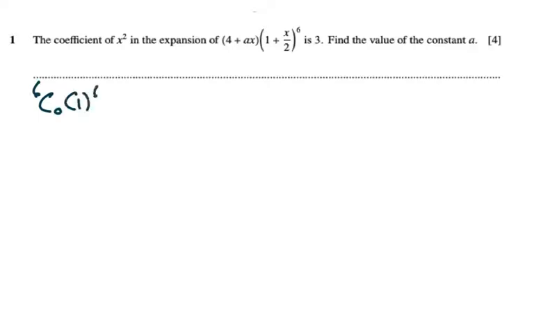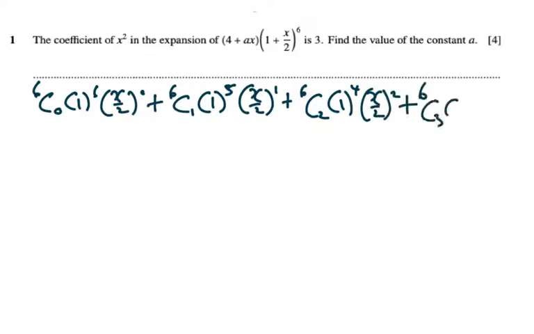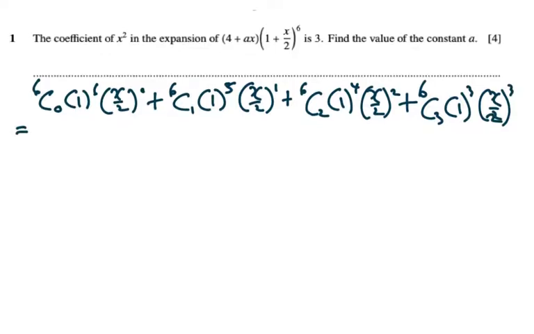6c0, 1 to the power of 6, x over 2 to the power of 0, plus 6c1, 1 to the power of 5, x over 2 to the power of 1, 6c2, 1 to the power of 4, x over 2 to the power of 2, plus 6c3, 1 to the power of 3, x over 2 to the power of 3. Okay, if I expand this, use your calculator.